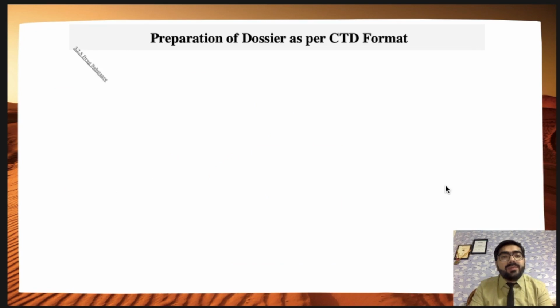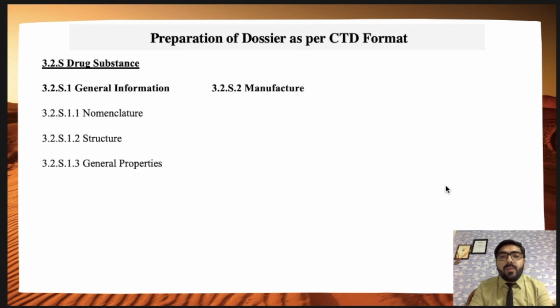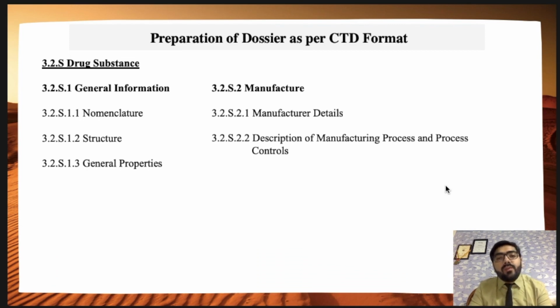Then coming one by one, in 32S, what we have to submit in a format. So 32S drug substance part contains 7 sections, S1 to S7, right? So 32S1 contains general information about the product. Under this general information, we have to submit nomenclature, then structure and general properties. Then 32S2 is for manufacturer details, like 32S21 manufacturer details.